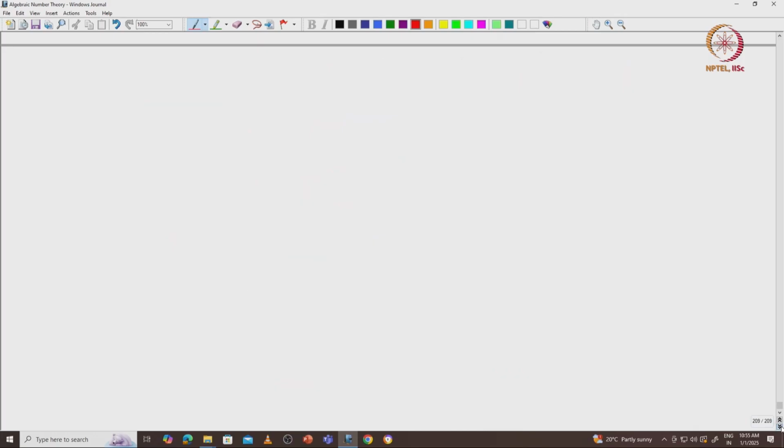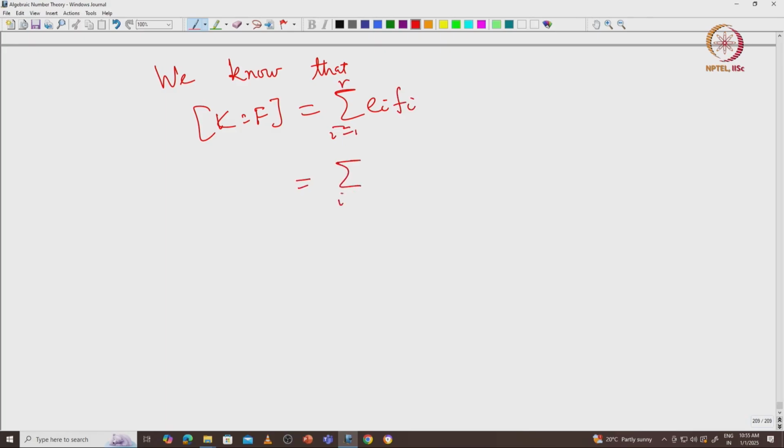Now, the previous thing we know is that the degree of K over F is equal to the summation of Ei Fi, i going from 1 to R. But now they are all equal. So, this is the summation i going from 1 to R of E times F, which is the same as E F times R. And then of course, because it is a Galois extension, this is the same as the order of G.